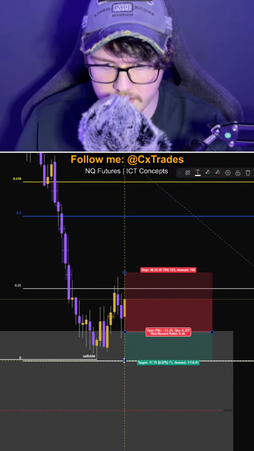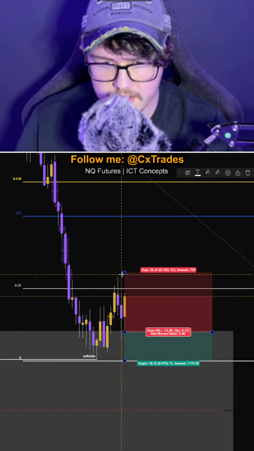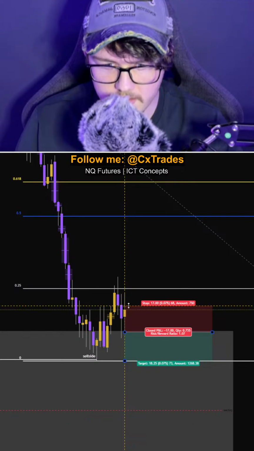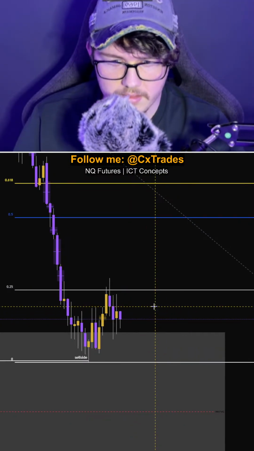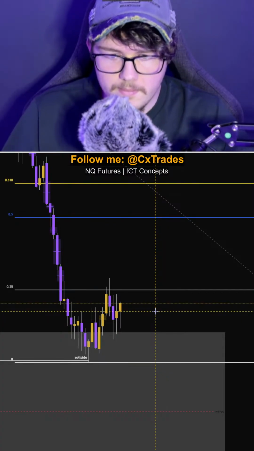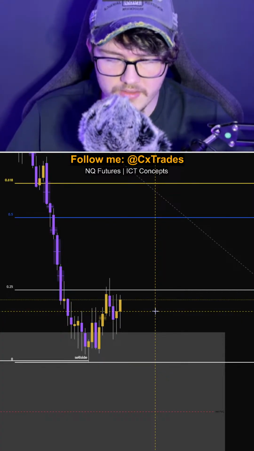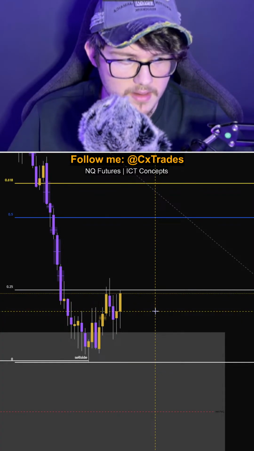Obviously, it's not going to close here, is it? But say, for example, it did. You're just pushing a 1-to-1. It's just not worth the risk. And it's not even a good setup either. It's not even an A setup. It's a B setup.